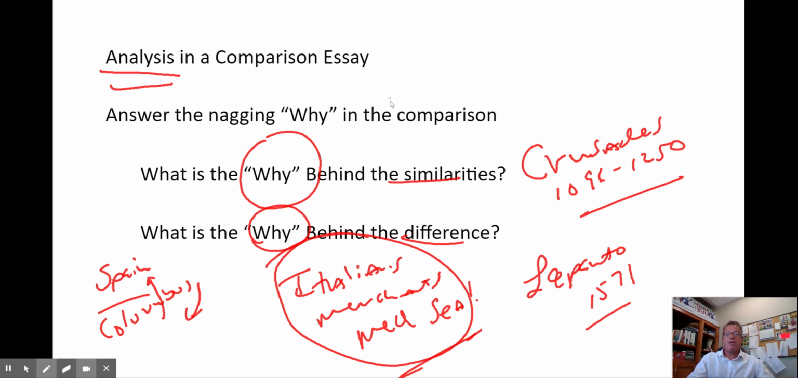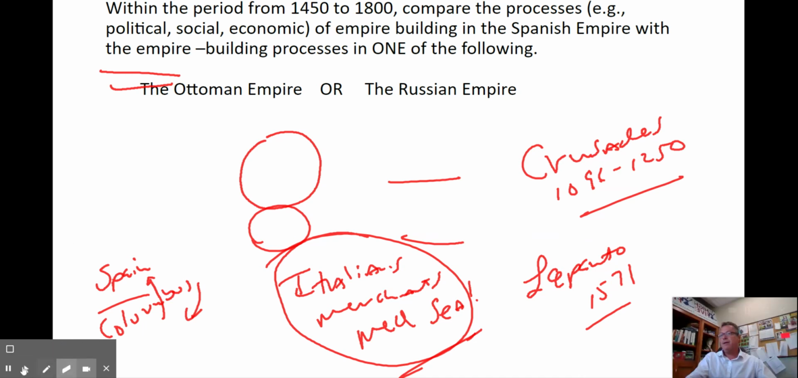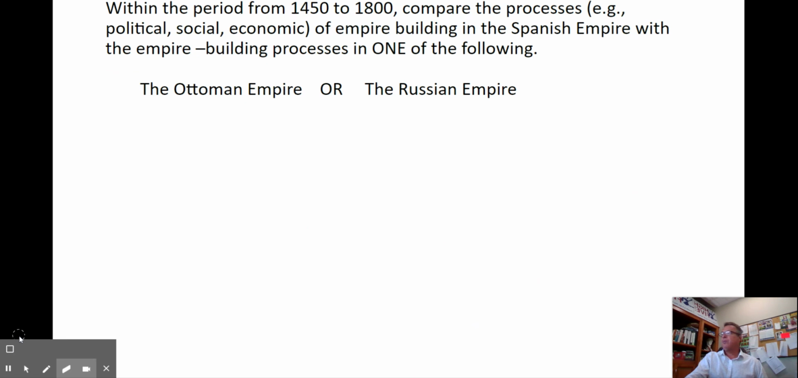There's always a good answer. There's not some conspiracy answer. There's not some splintered answer, go chase a rabbit answer. These are good answers. Okay, so there you go. Keep that in mind. That's good analysis if you're answering the why behind the similarity and the why behind the difference. Okay, and so with that, let's clean this board off here, and let's get into a good thesis statement.